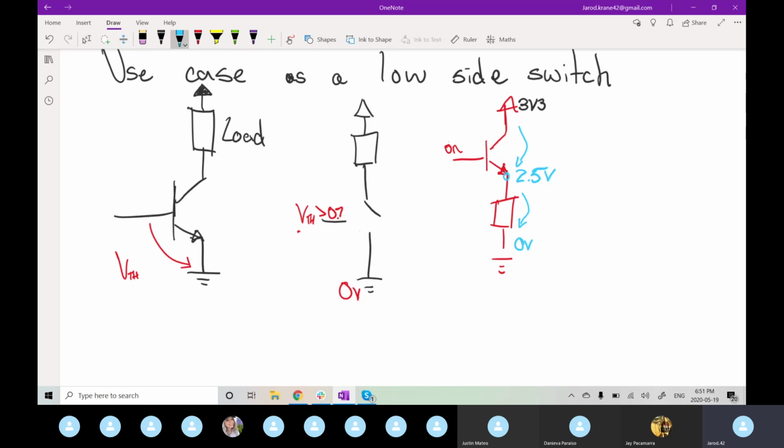But that means the difference between your base and emitter, you now have to be sending some signal greater than 3 volts to be able to have this actually turn on. Whereas if you're using it as a low side, you just have to send it the bare minimum to get over the threshold. Its use case is typically a low side because of the simplicity of its operation.